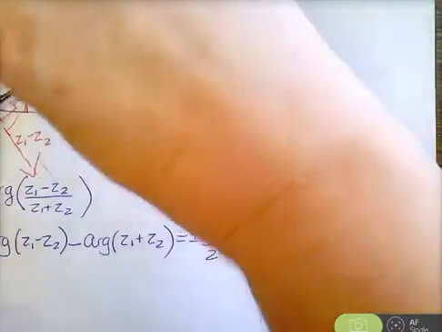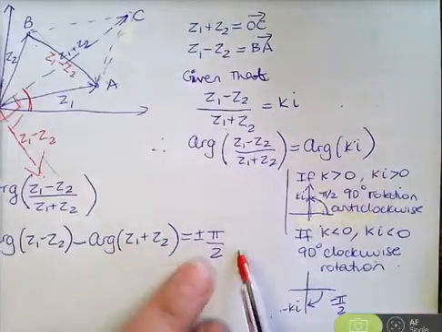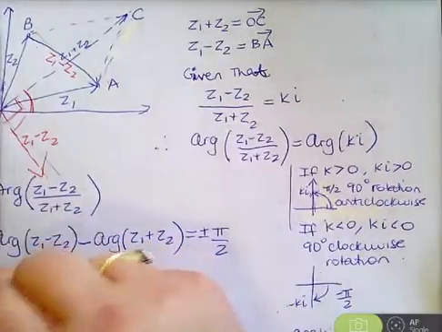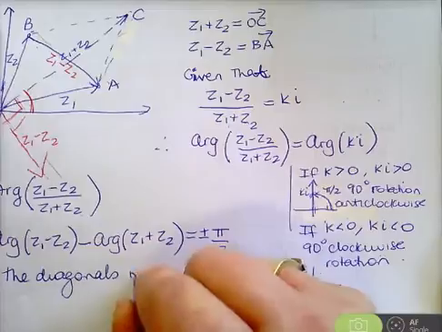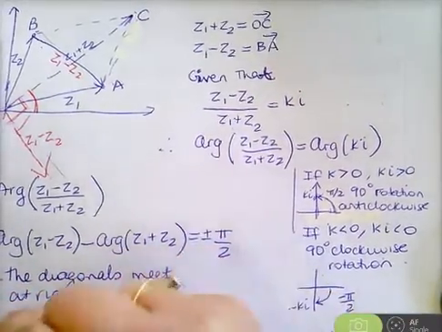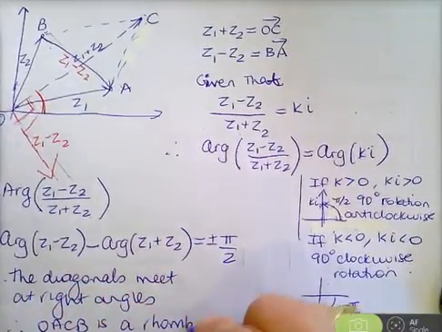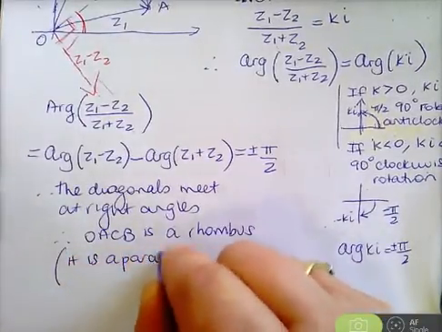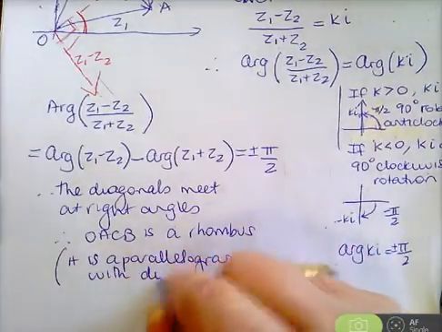So that minus this, the angle in between, it's been given that the angle between them is 90. So therefore the diagonals meet at right angles. And so therefore OACB is a rhombus. Why? Because we were told that it was a parallelogram with diagonals that meet at right angles.